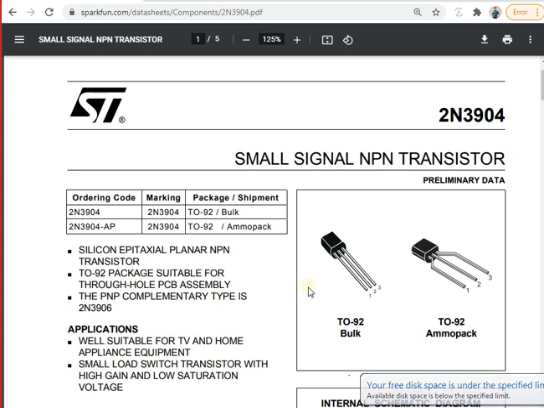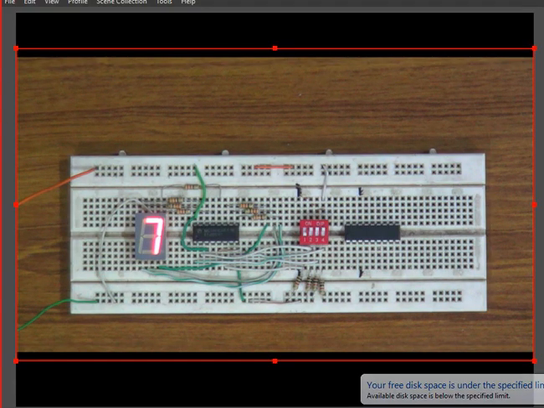I have that one in my lab at present. I will just show you this TO92 packaging. I have both of them. I have the TO92 packaging in bulk and also the Mo pack. Please see this very carefully. This is very, very important.